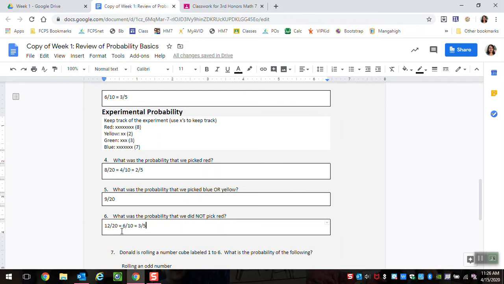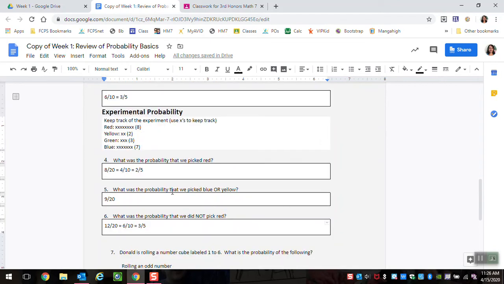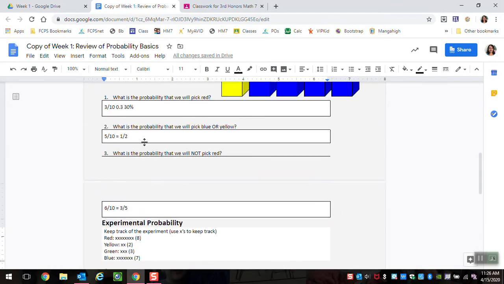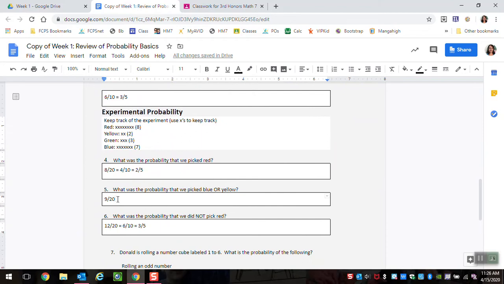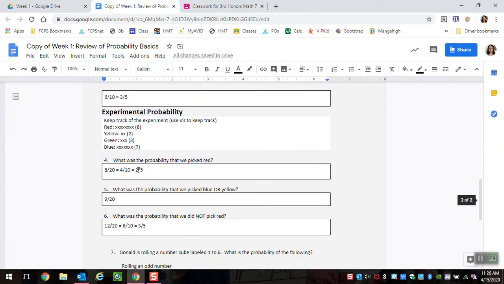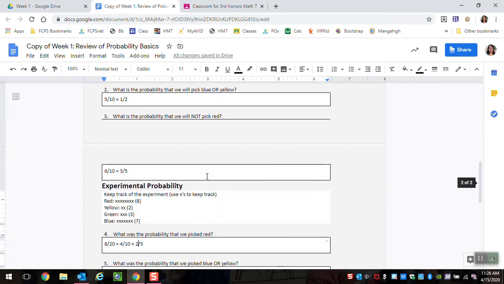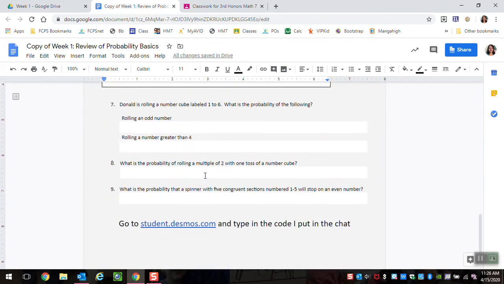All right, so did our probabilities match? Well, actually, the probability of not picking red matched. That just happened to be a coincidence. Blue or yellow, we said 1/2, and we got 9 out of 20. We were close to getting 1/2. That's not bad. And picking red was supposed to be about 3 out of 10 or a 30% chance. And we ended up getting 2 out of 5, which is about a 40% chance. So we picked red more than we theoretically should have. But that's the thing with the experiment. You can't predict how it's going to go.